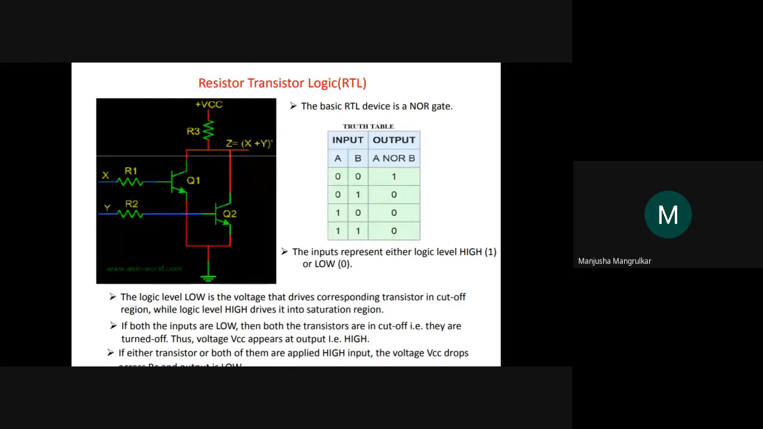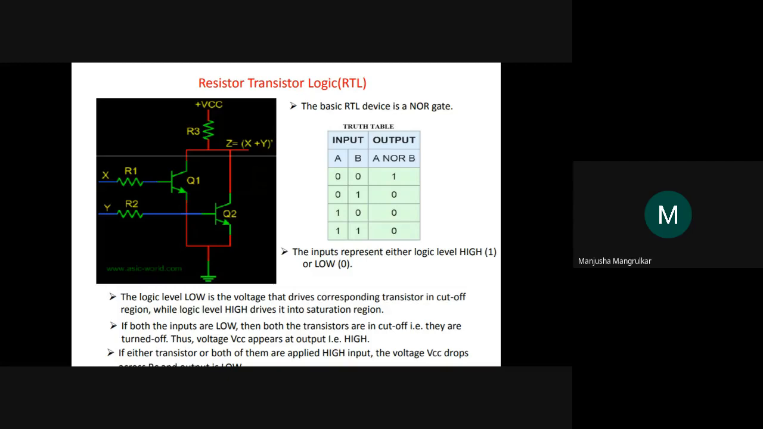If you are taking this 1, 0, again this is in the saturation region, this will be in the cutoff region. Your Z is connected to the ground. So again your output is 0. When both are 1, this is also closed, this is also closed, and your Z is connected to the ground. So this will fulfill the truth table of the NOR gate. So this RTL, resistor transistor logic circuit, gives the output of a NOR gate, right?